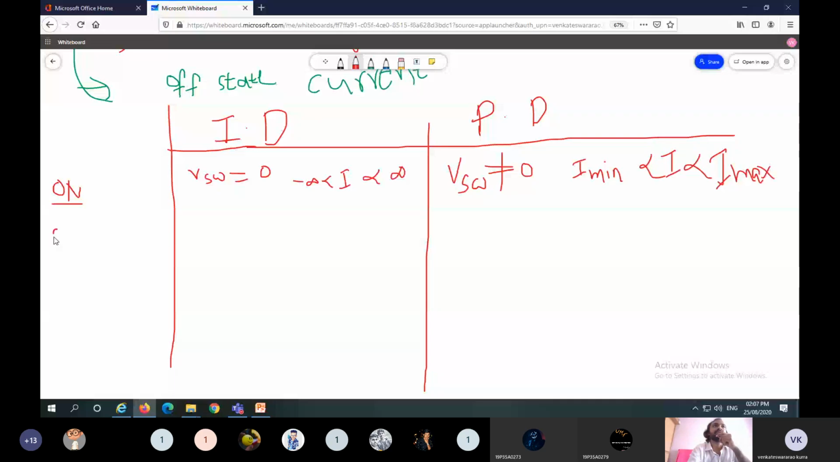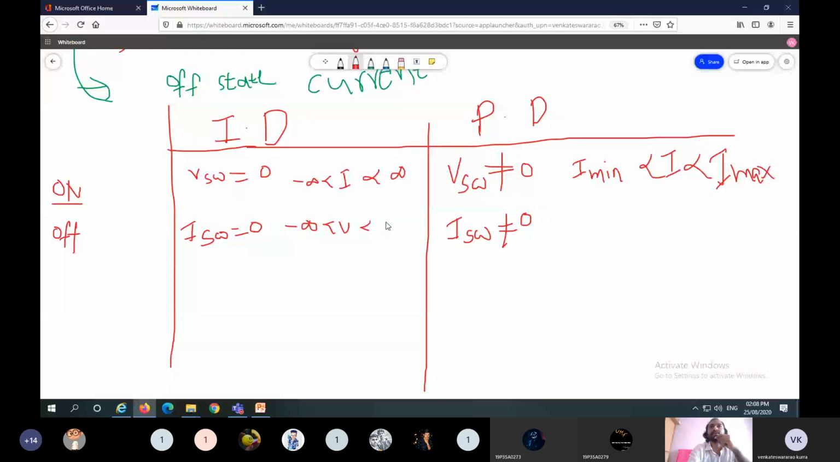Next, coming to off state. During the off state of the device, for an ideal device there is no flow of current, but for a practical device there is flow of some current across the switch. So ISW will not be equal to 0 for a practical device, and for an ideal device the current flowing through the switch during off state equals 0, and it should block minus infinity voltage to plus infinity voltage. So that is the range of an ideal device.